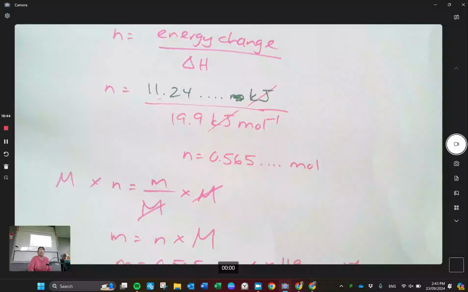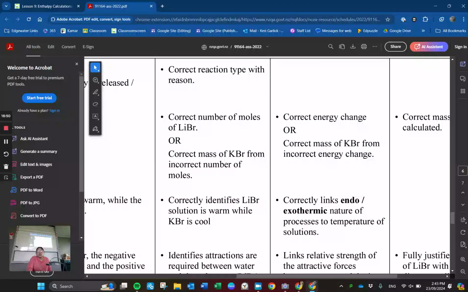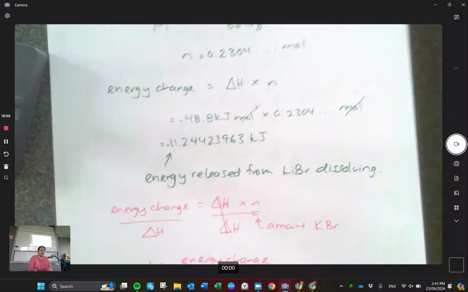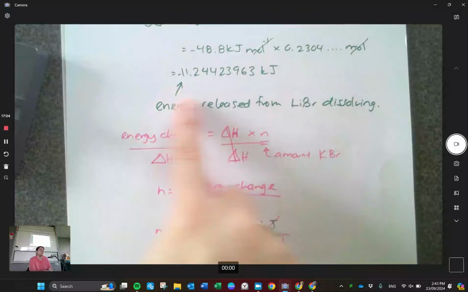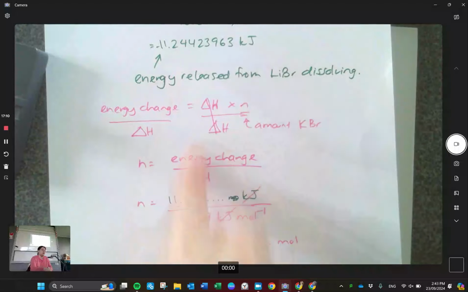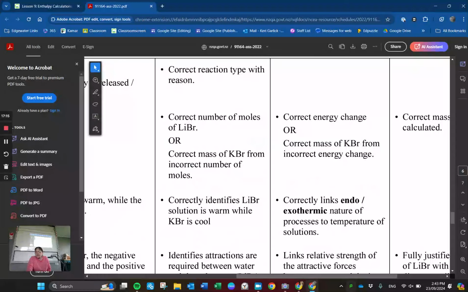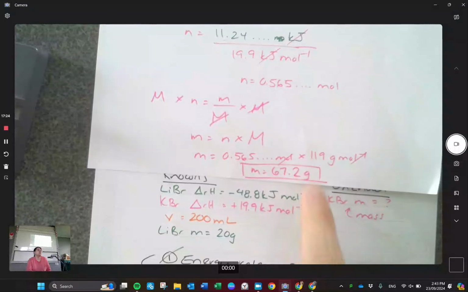And then the next last thing, this one, correct energy change or correct mass of potassium bromide, incorrect energy change. So basically it's just stating that you made the mistake later in the problem. If you made your mistake earlier on, that's an achieved point. This here is getting yourself up to a merit level. If you got a final answer here, but you made some error around here, then it's a merit. So that's why it's important to show your work. And then the last step is the excellence. So excellence was correct mass of potassium bromide calculated. So basically just having this final answer, you got an excellence point.